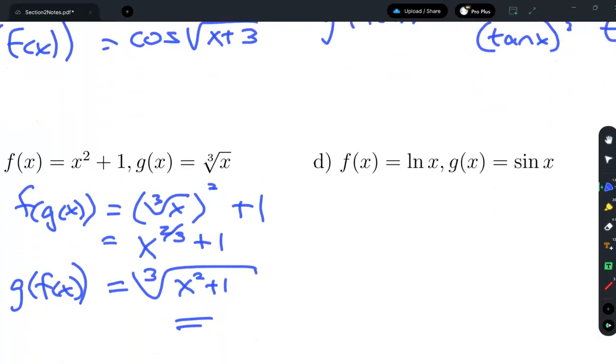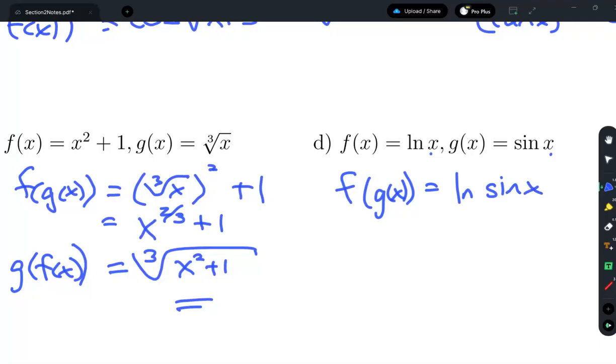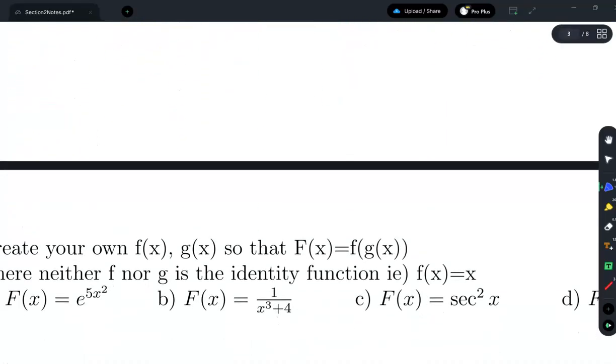Then this one here, so just make sure you're thinking about how it's read. ln of x, sine of x. So if I want to do f of g, so that's ln of sine of x. No parentheses needed because ln has to have an inside argument, and that happens to be sine. So g of f is going to be the sine of ln of x. So again, it's not multiplied. That's an inside function. No parentheses needed.